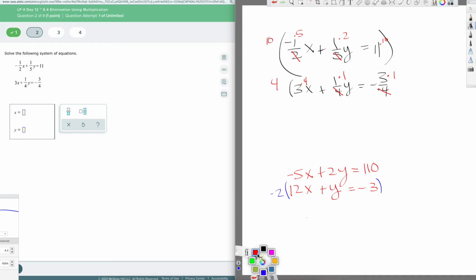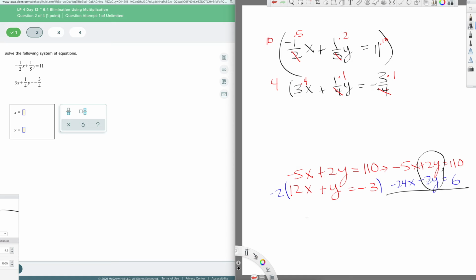So this guy on top is just going to get rewritten. I'm just going to scooch it over here. And then the bottom one, I'm going to go ahead and multiply by negative 2. So negative 2 times 12 is negative 24x. Negative 2 times y is negative 2y. And negative 2 times negative 3 is, sorry, 2 negatives make a positive 6. So now, these guys match.